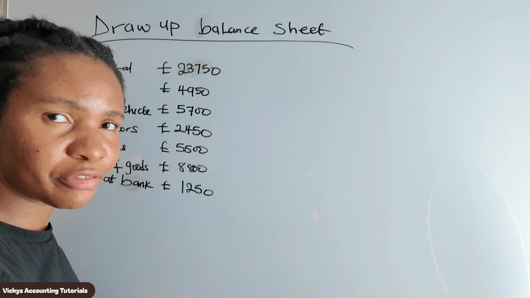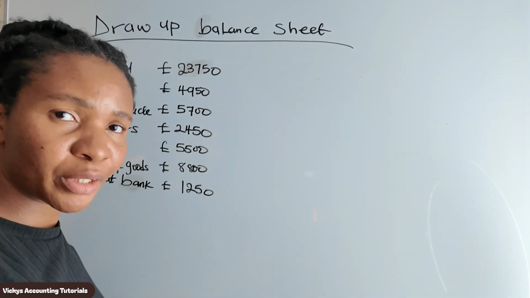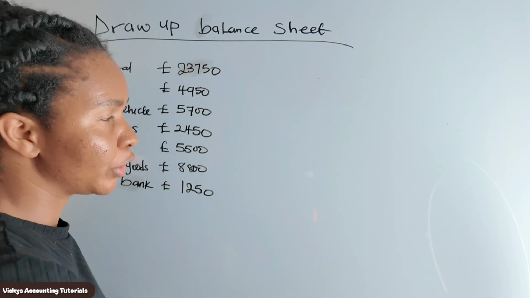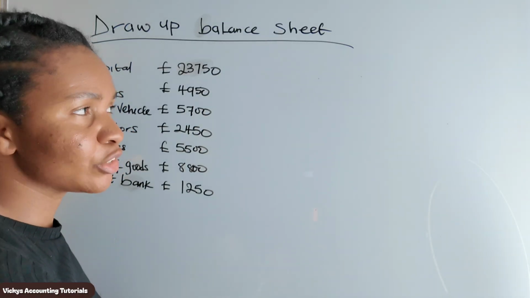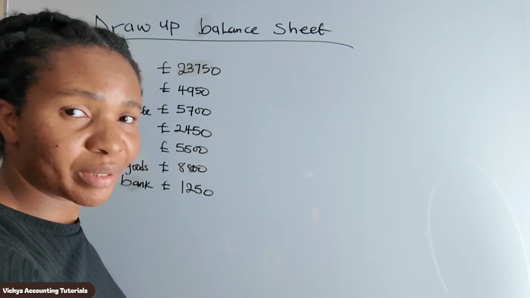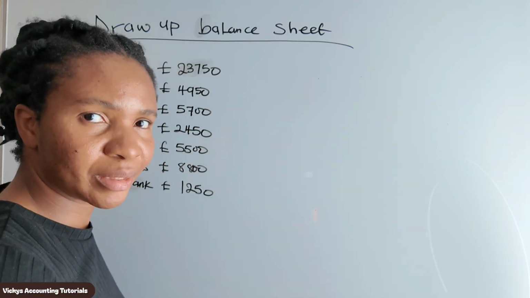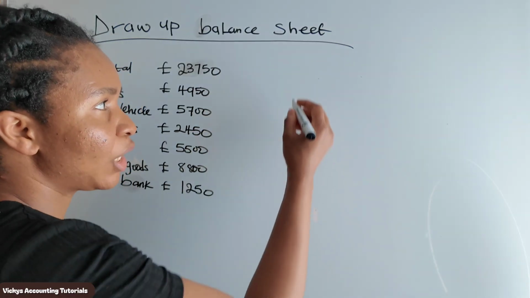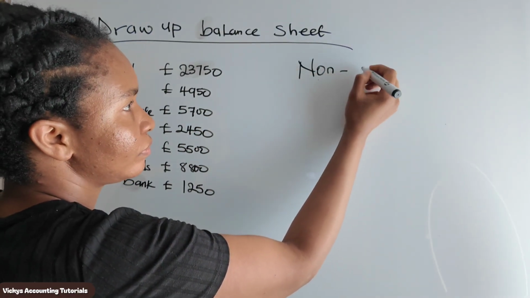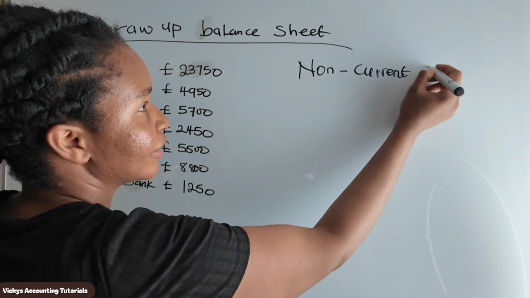So in order to draw up your balance sheets, we start off with non-current assets, also called fixed assets. Fixed assets are those assets that can be used over a period of time, more than a 12 month period. We're going to be categorizing these transactions into different account types. It can either be an asset, an equity or a liability. So let's get started. We start off with non-current assets. It can also be called fixed assets.